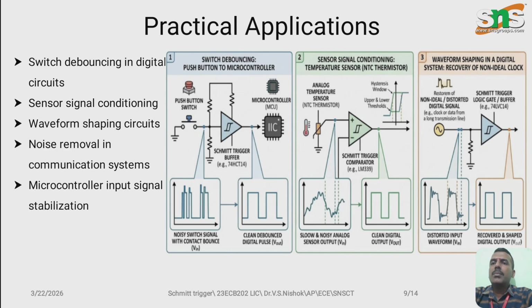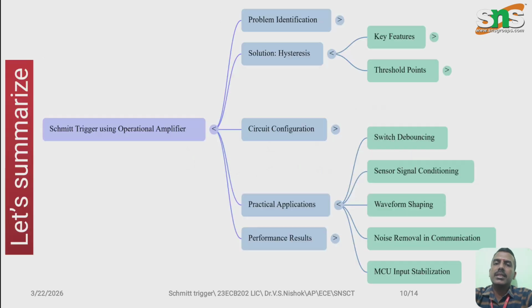So on coming to the practical applications of the Schmitt Trigger circuit, it is mainly used in switch debouncing in digital circuits, sensor signal conditioning, waveform shaping circuits, noise removal in communication systems, and microcontroller input signal stabilization.